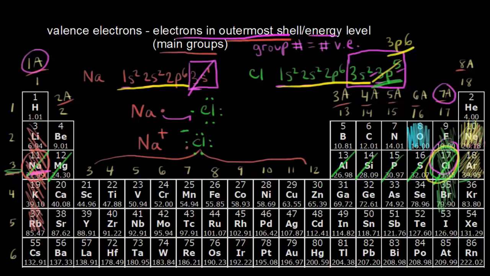All we would need to do is look at the group number. So oxygen is in group 6, and so therefore oxygen has 6 valence electrons. And so if you wanted to represent oxygen with its 6 valence electrons, you could go ahead and draw in 6 valence electrons like that. And so that's a very useful thing to think about, that if you want to find the number of valence electrons, think about the group number for main group elements.